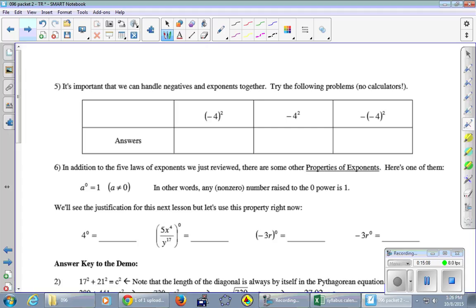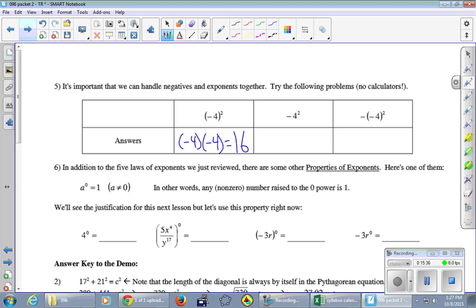Okay, two more things here on the next page, number 5. It's important we can handle negatives and exponents together. We're going to try these without a calculator. First one, -4 in parentheses squared. That means -4 times -4. Everyone agree that's what squaring that thing means? And what is that equal to? 16. That's the right answer.